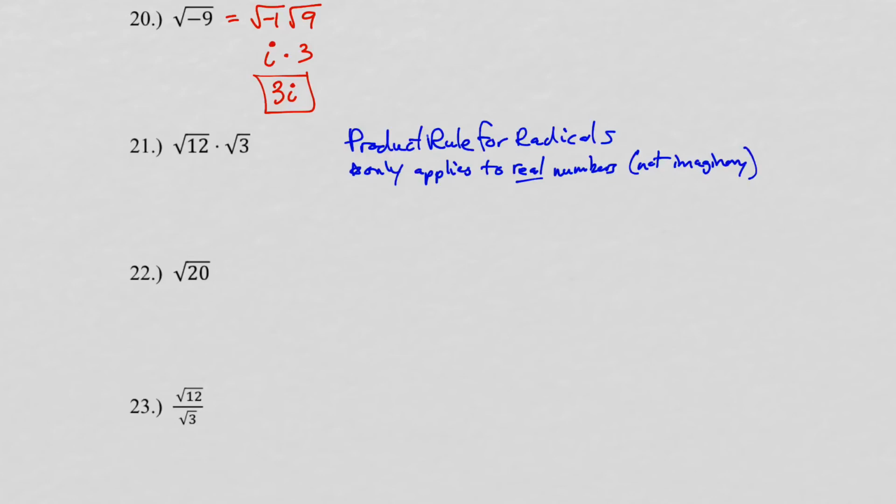Okay, so what is this product rule? Basically, it is the square root of two different real numbers. Those are two radical numbers, you can multiply them together. Okay, that's what it lets you do. We can also go in reverse. So for number 21, you can do 12 times 3, because they're both in the radical. And that's 36, and the square root of 36 is just 6.